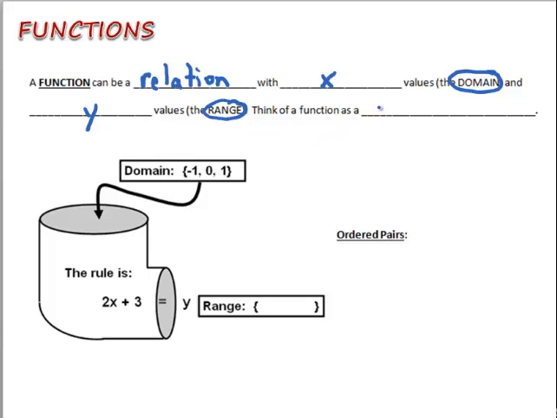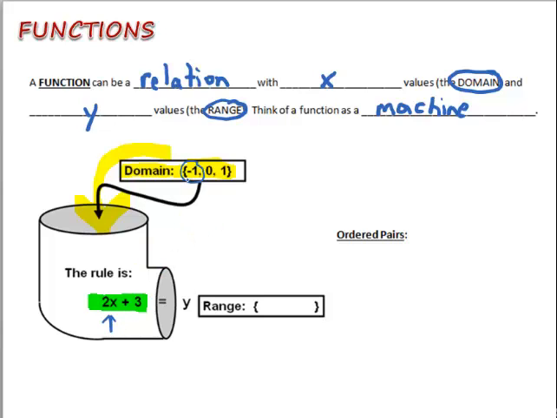We want to think of a function as a machine where you're putting something into it and something comes out of it. All right, so I have my domain. These are my x values, and I'm going to plug these into the machine, and the machine is going to do something with it. It's going to take that x, multiply it by 2, and then add 3. So let's start with our first x value, which is -1.